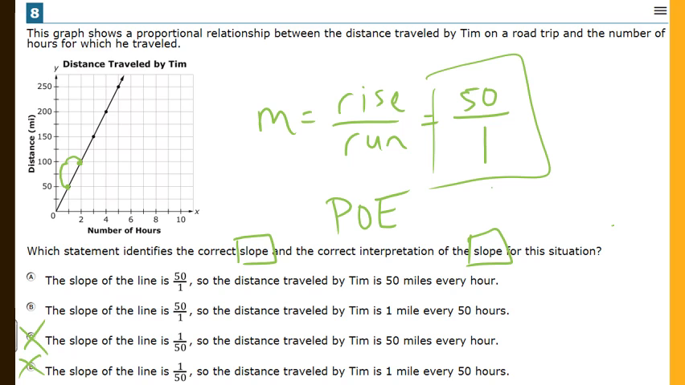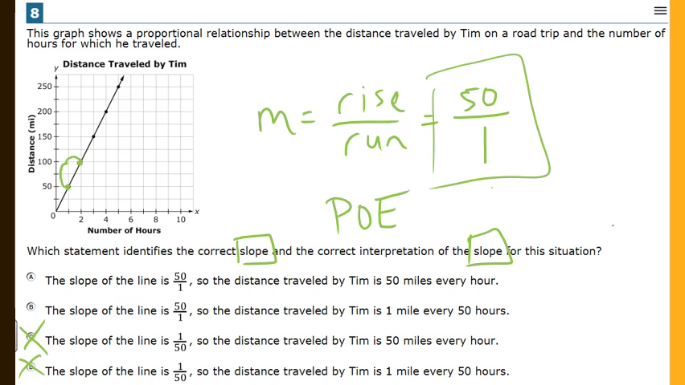So now we read through the answers. A says the slope of the line is 50 over 1, so the distance traveled by Tim is 50 miles every hour. The second one says the slope of the line is 50 over 1, so same slope, but the interpretation is that the distance traveled by Tim is 1 mile every 50 hours.